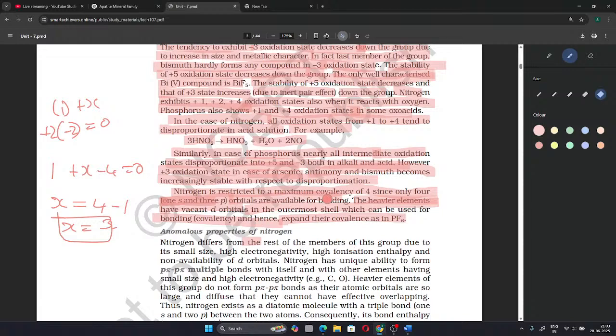Nitrogen is restricted to maximum of 4 valency, since only 4 orbitals, a 1s orbital and 3 p orbitals, a total of 4 orbitals are available, but heavier elements have vacant d orbitals in outermost shell, which can be used for bonding and hence expand their covalency or valence.